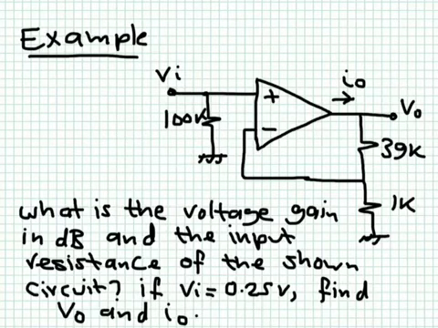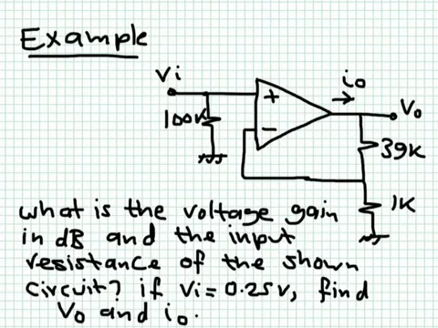Okay, we have here one of these non-inverting amplifiers. We discussed that earlier, but I added this extra resistance here. I would like to determine what is the voltage gain in dB. I would like to determine what is the output resistance. And if Vn is equal to 0.25 volts, I would like to determine what is V out, the output voltage, and what is the current drawn from the op-amp.